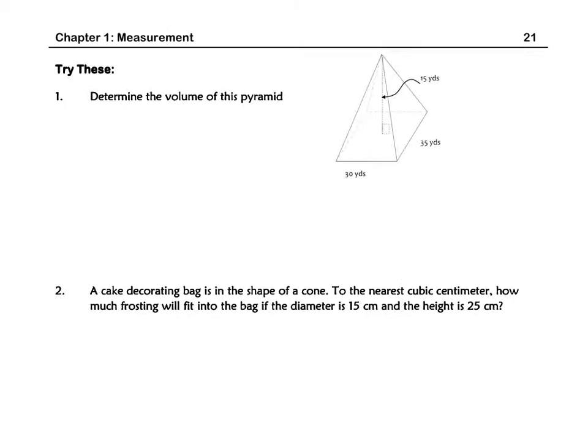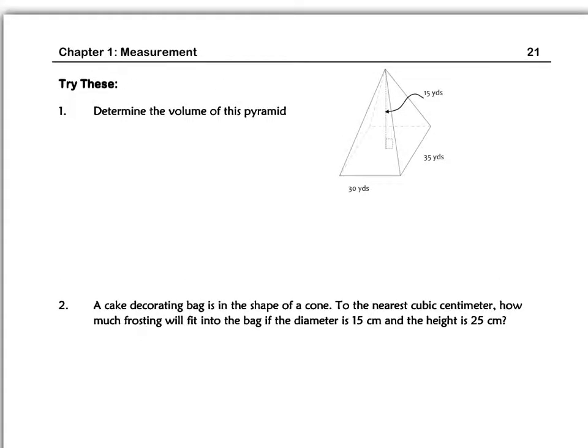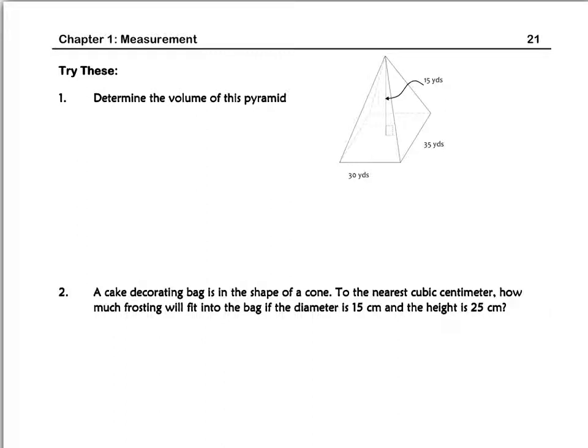Okay. All right, so we're going to try a few examples. Determine the volume of this pyramid. And again, it's not a square-based pyramid, but you still basically follow the same formula. So we have volume is equal to area of the base times the height divided by 3. So that would be, area of the base would be 30.